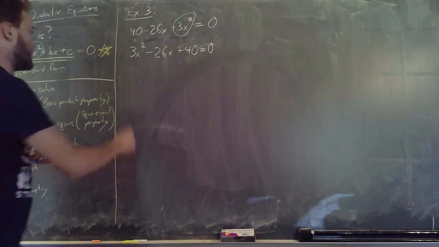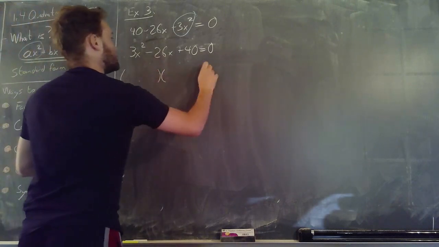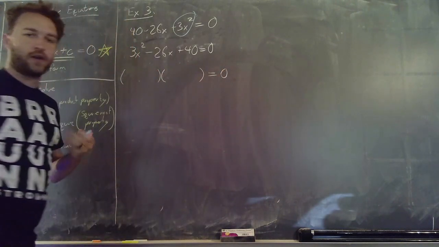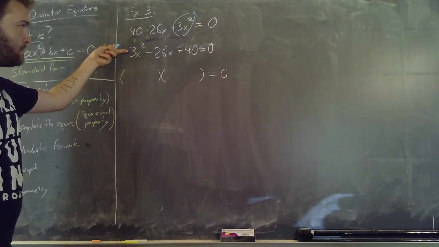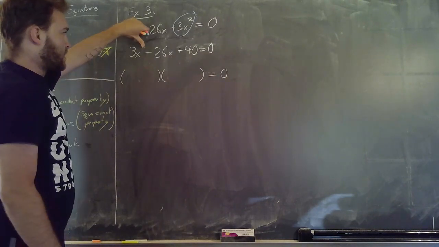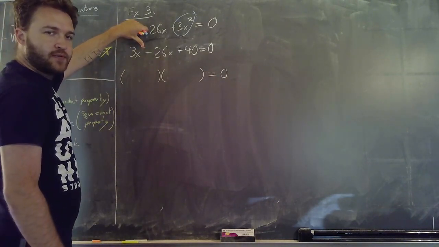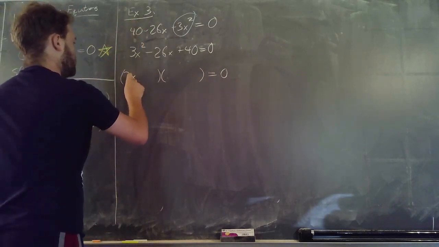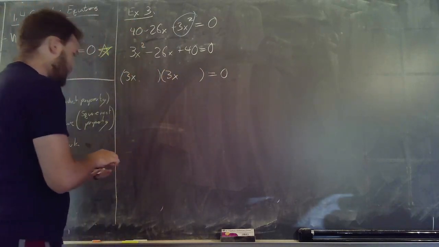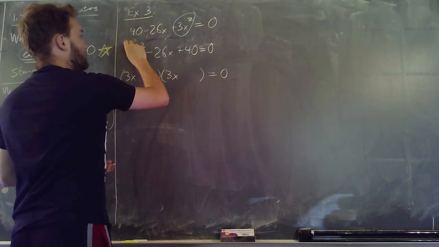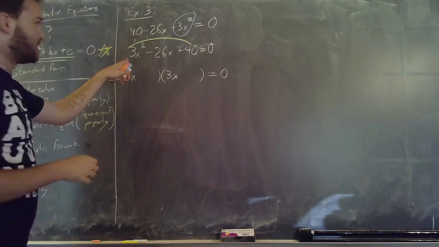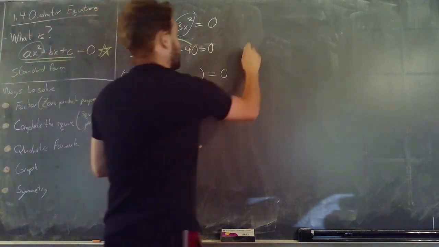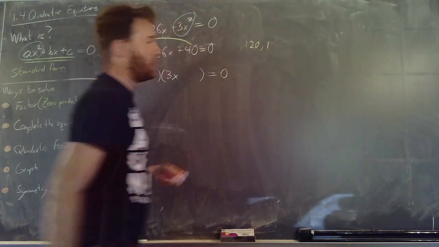Okay, next step. I'd like to factor this, so I'm writing 2 parentheses, 2 binomial terms that multiply to make this thing. I start by covering up the exponent and saying, what do I see? Well, I see 3x, so I write 3x in both spots. Next, I'd like to multiply the leading coefficient times the constant. That's a 3 and a 40. That gives us 120 and 1.